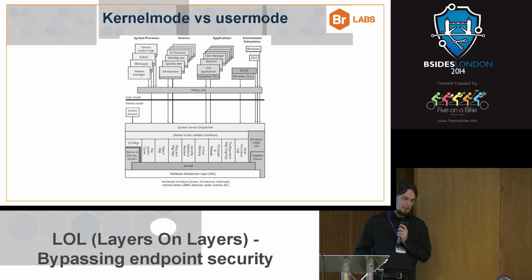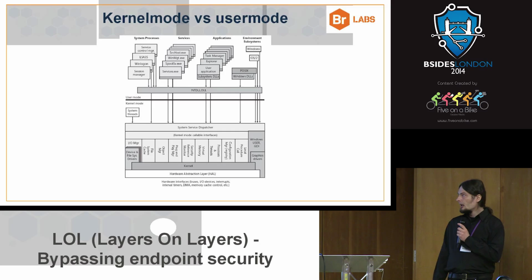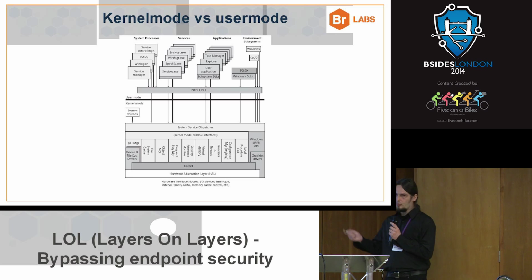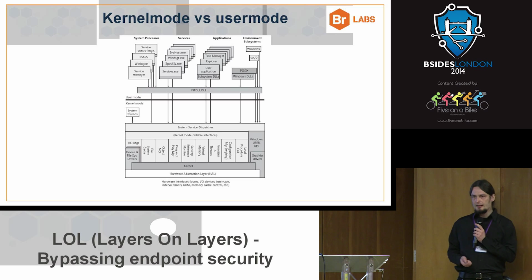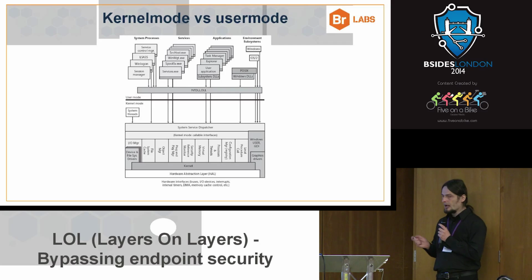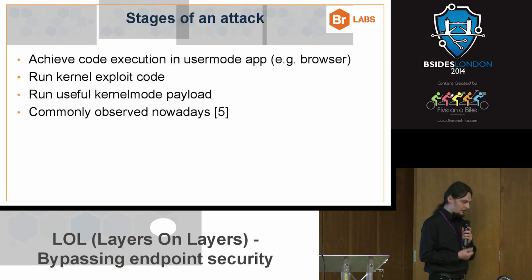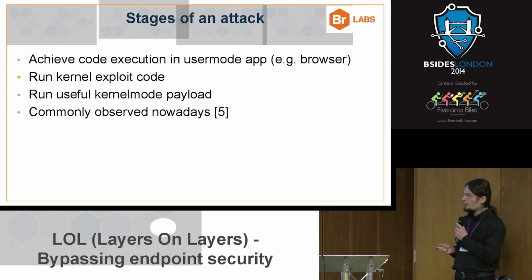would like to get the ability to execute code in this mode, in this all-powerful mode. However, normally the kernel is not exposed directly to the malicious payloads from the attacker. Usually the attacker interacts directly with some application, like a browser or an Office application. So the stages of an attack, when we talk about kernel exploits, usually involve these 3 steps.